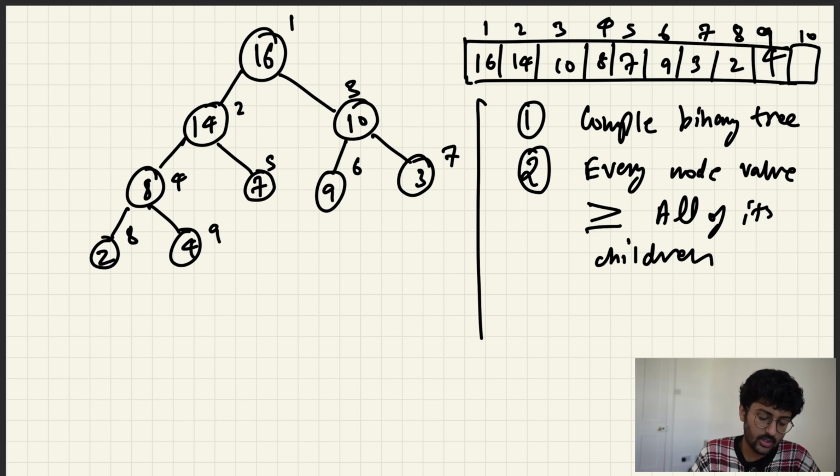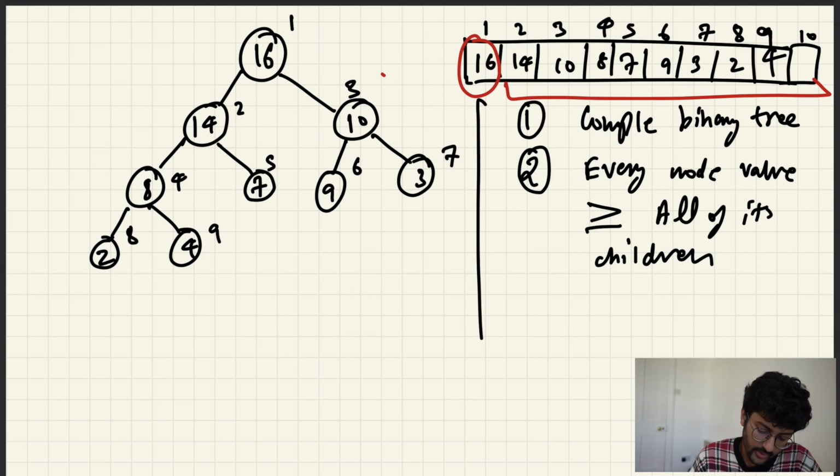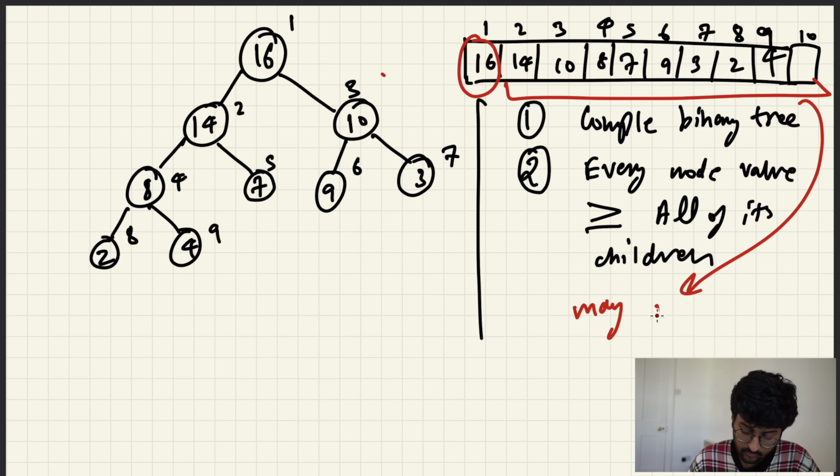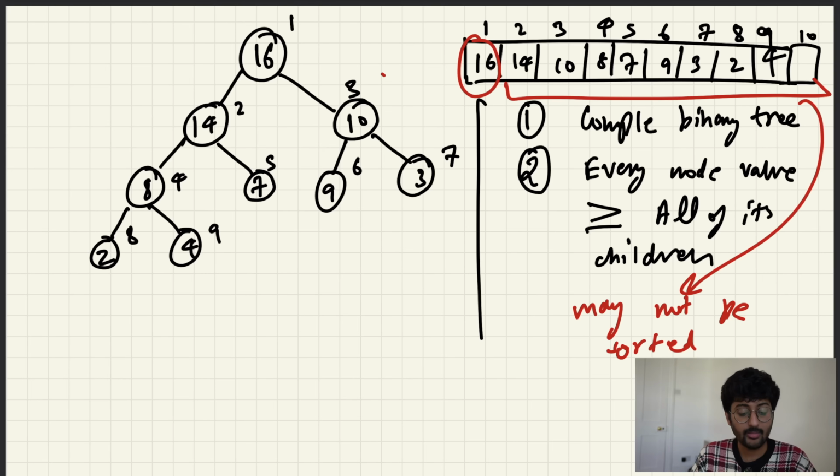Notice something: even though I have the maximum item at the very first index, as you can see over here, the array may not be sorted, and that is okay. That is fine, not a problem. My concern is that the first element in the array should be the maximum, because that's my main problem. I want the maximum item in constant time. How we will maintain this, I'll tell you later.